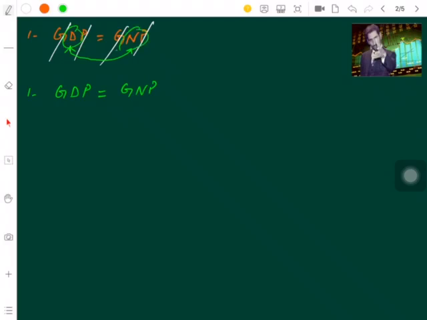See, here it is national, and this is domestic. National is bigger, domestic is smaller. So we have to go from national to domestic. That means we will have to subtract. What is the difference between the two? NFIA. Here we are done.